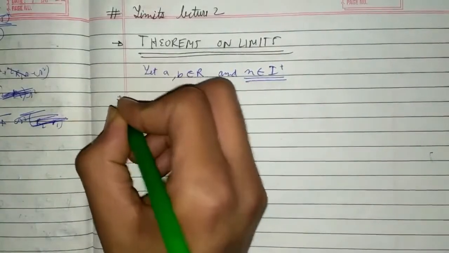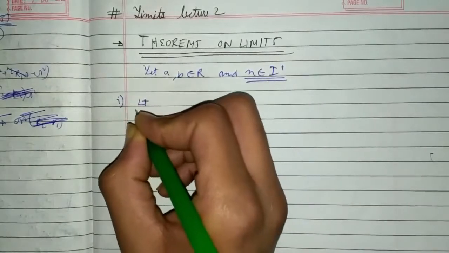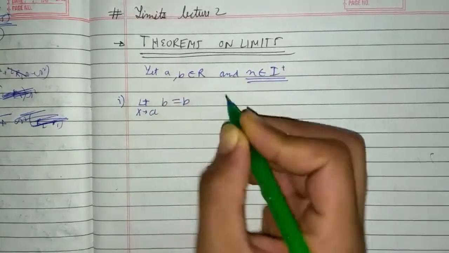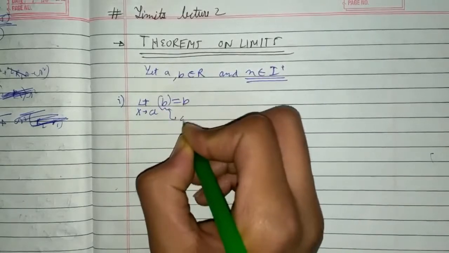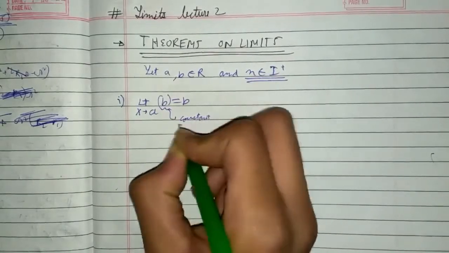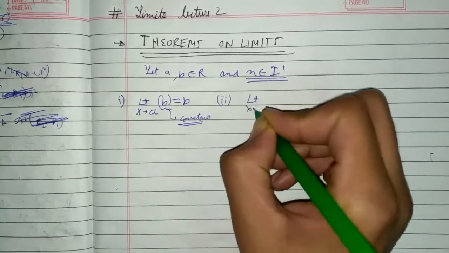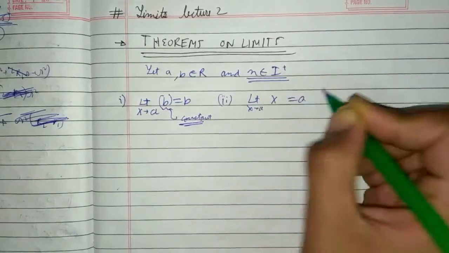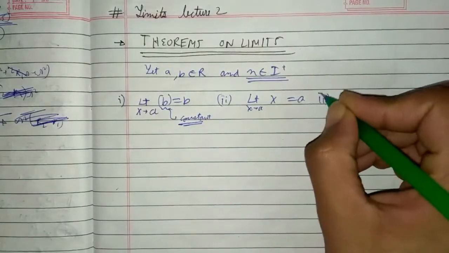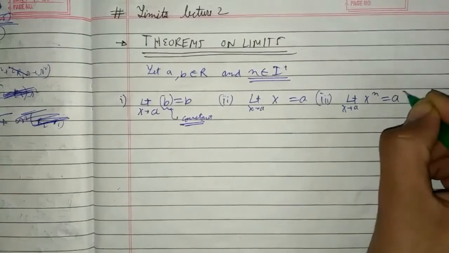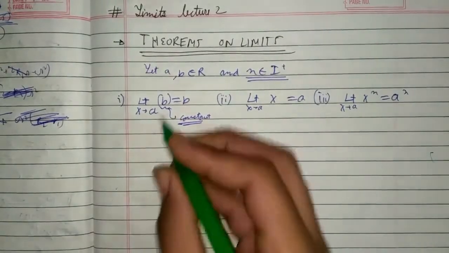So first is limit x tends to a of b is equal to b. It is very obvious because this is a constant. And second is limit x tends to a of x is equal to a, again very obvious. And third, limit x tends to a of x power n is equal to a power n, again it's very obvious.